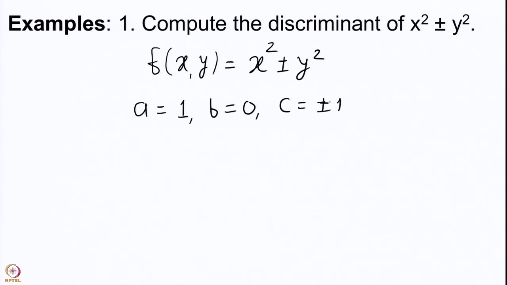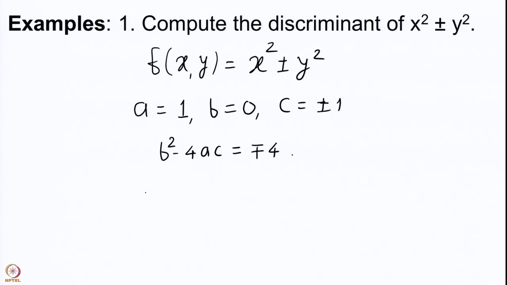So, actually we have two forms here depending on whether C is 1 or minus 1, and if you remember, these are the forms that we have already seen. These are the principal forms. So, B square minus 4AC, 0 square is 0, and then you have minus 4. So, the answer is minus or plus 4.